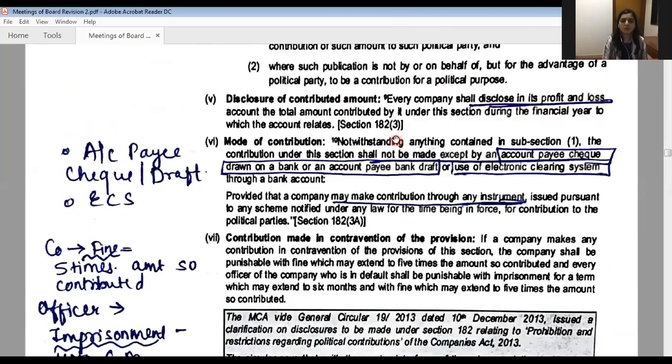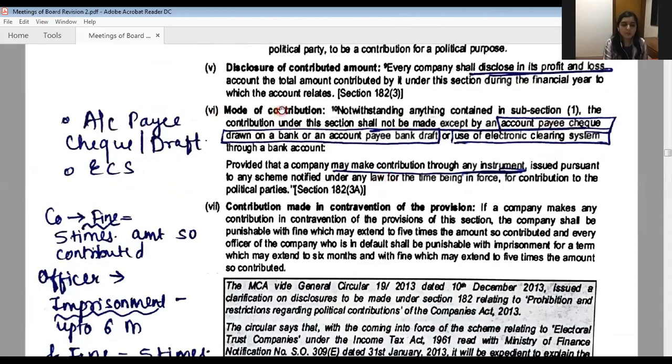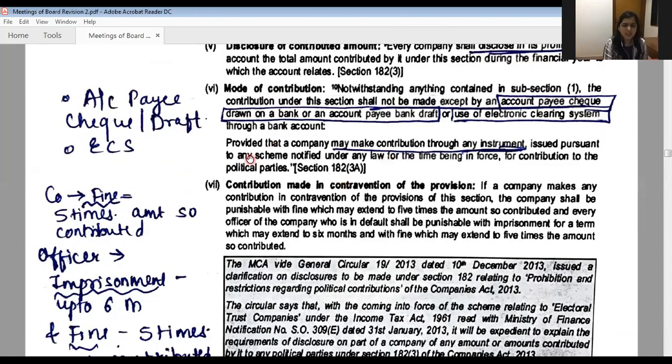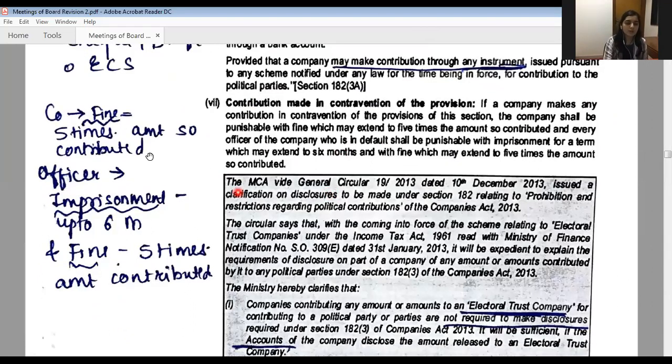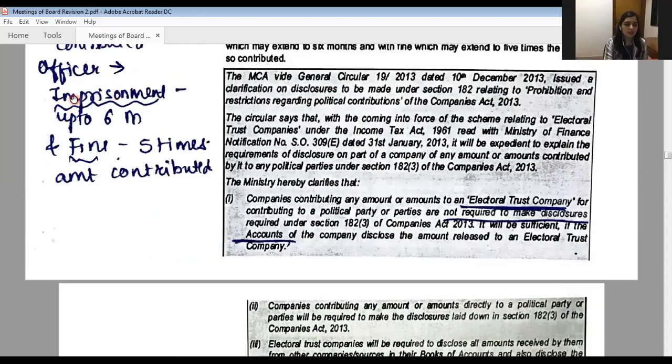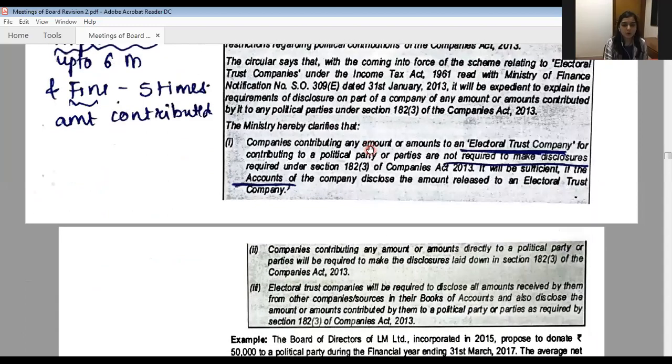Then the amount contributed shall be disclosed in its profit and loss account. The mode of contribution shall be account payee cheque or account payee draft or electronic clearing system through bank. The company may make a contribution through any instrument if it is in a scheme notified. In case of contravention of this section, the company has to pay a fine of 5 times the amount so contributed, and every officer in default shall be liable to imprisonment up to 6 months and a fine of 5 times the amount contributed.